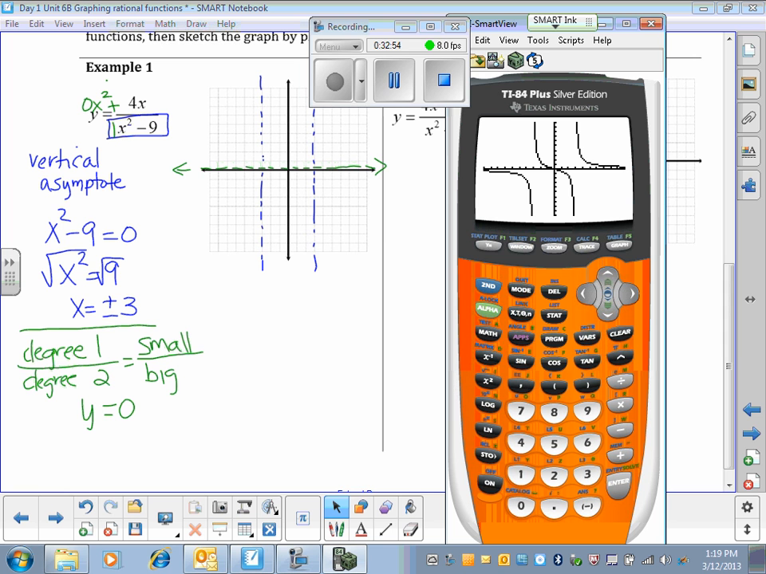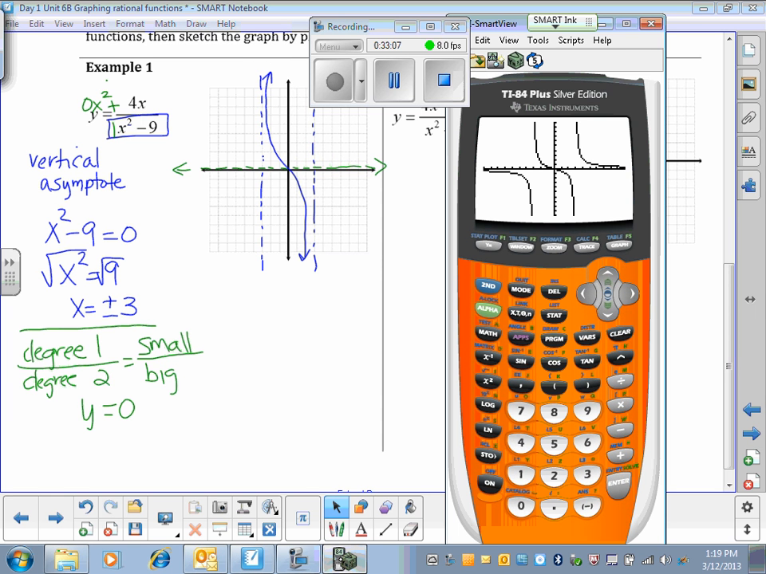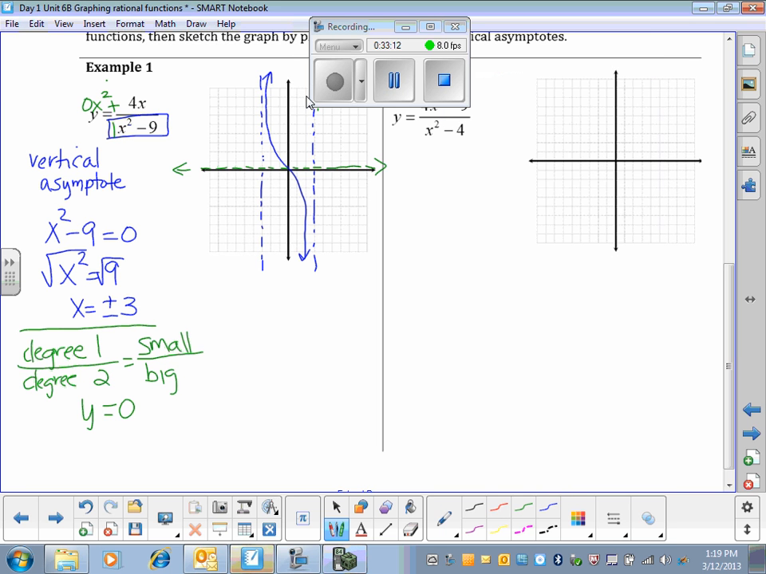So what this looks like is, it goes through 0, 0. That's our one pass through, so it goes like this. You sketch this. And then you have two little branches, or arms, on our little graph. Remember, it's going to approach our vertical asymptote, but it's never going to quite get there. And it's going to approach the horizontal asymptote, but never quite get there.